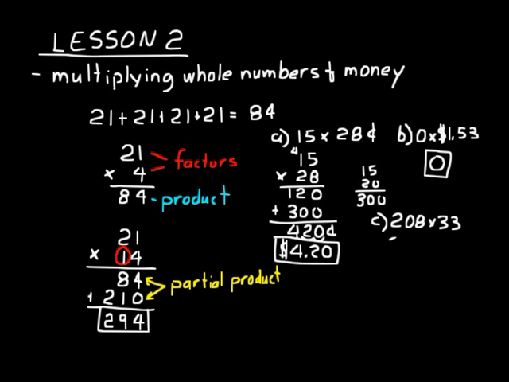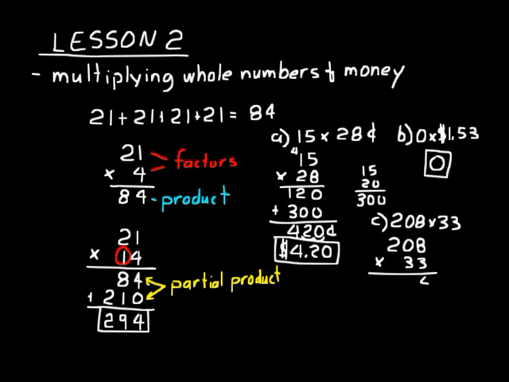Let's rewrite this. Again, we could have done 33 times 208, but it'll be easier to do it this way, right? If we did 33 times 208, we'd have to multiply 3 times. We do 208 times 33, we just have to multiply twice. And so 208 times 3, let's do that.